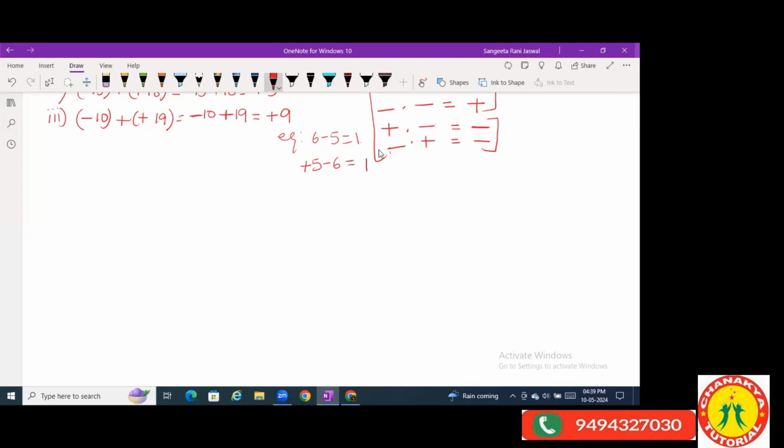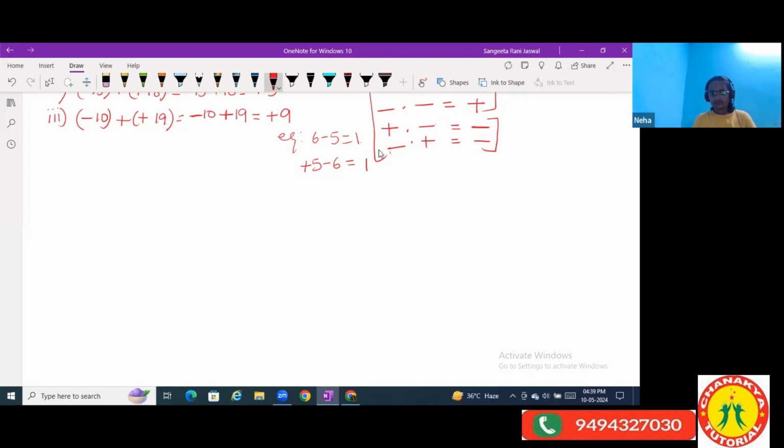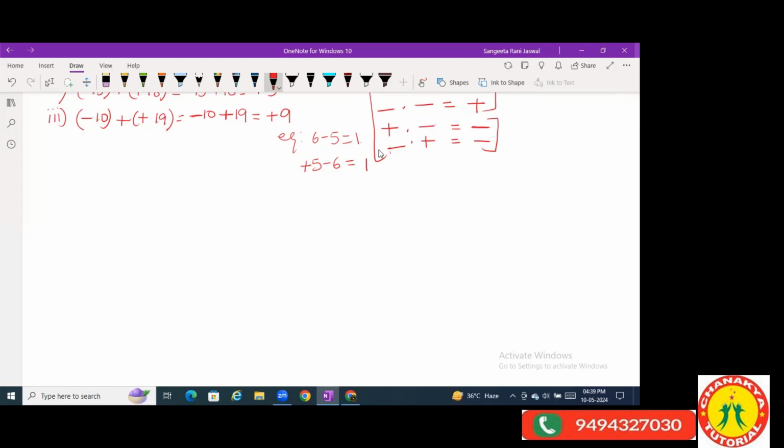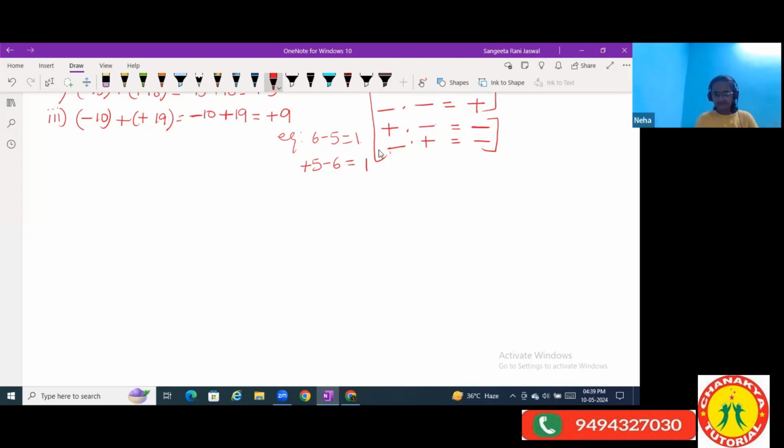And then the sign of the bigger number. The bigger number is which one? 6. So 6 has a negative sign, so I'll put a negative sign. That's it. We need to subtract in the order it is there. 5 comes first, so we need to subtract 6 from 5.